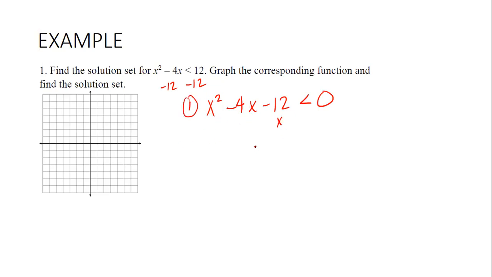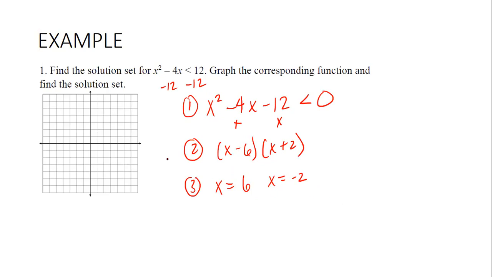What multiplies to give me negative 12, but adds to give me negative 4? Perfect. Negative 6 and positive 2. So therefore, I know my x has to equal 6 and x has to equal negative 2. So on here, it's here, and 1, 2, 3, 4, 5, 6, and it's here.